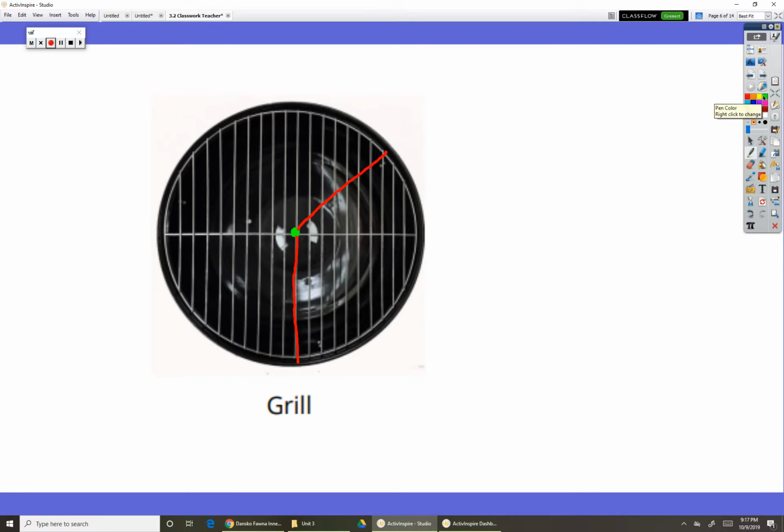The diameter of the grill, this line would make a diameter. It connects a point on the outside, goes through the center to another point on the outside. You might also say that this is a diameter of the grill. And then the circumference of the grill would be the distance around the grill.